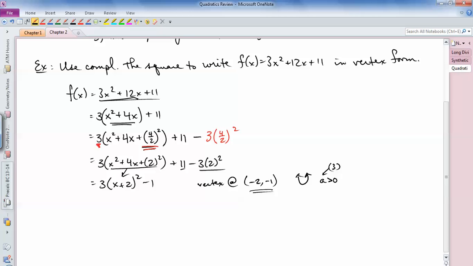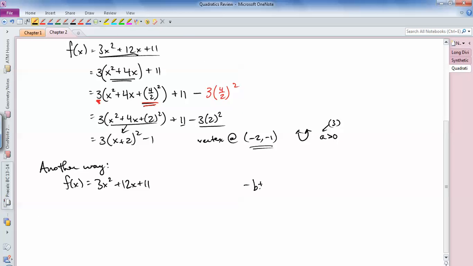What I want to do now is do this a slightly different way, not completing the square. The original f of x was 3x squared plus 12x plus 11. If you remember the quadratic formula, it's negative b plus or minus some square root, all over 2a. These tell me where it crosses the axis. If I take the average of those two, I get the x value right in the middle, which is the vertex. The average of negative b plus something over 2a and negative b minus something over 2a is negative b over 2a.